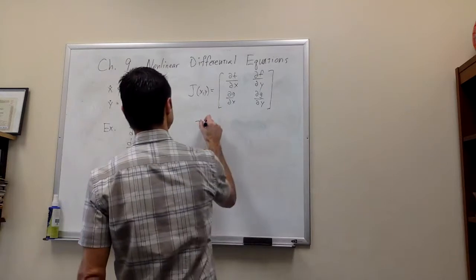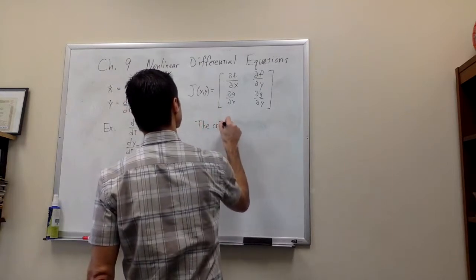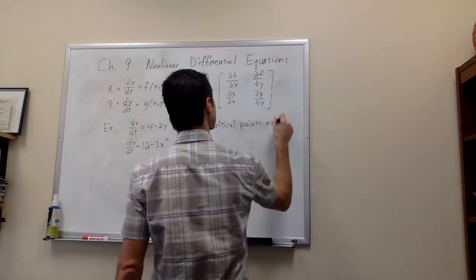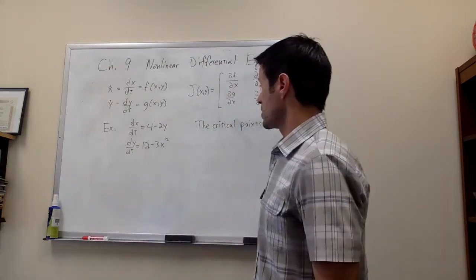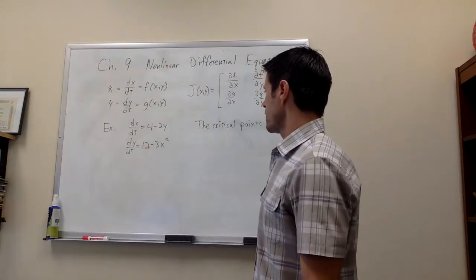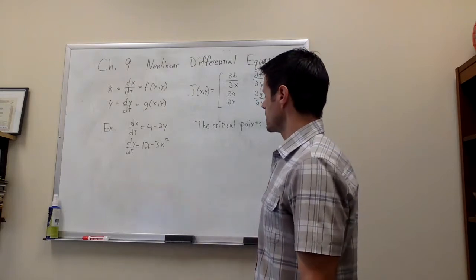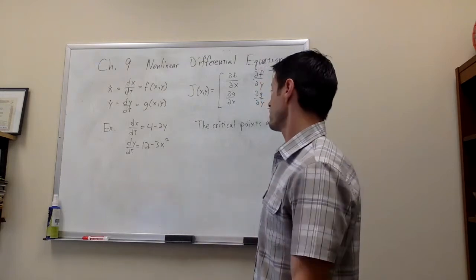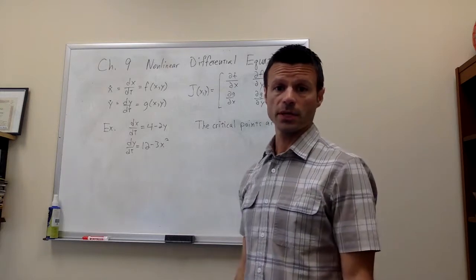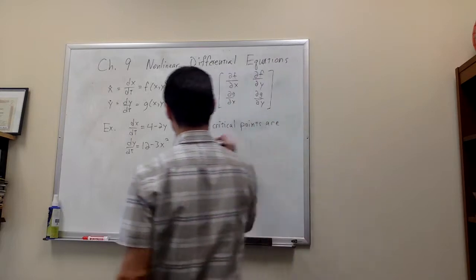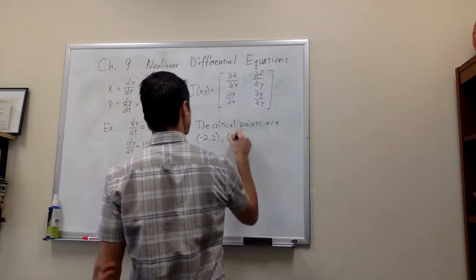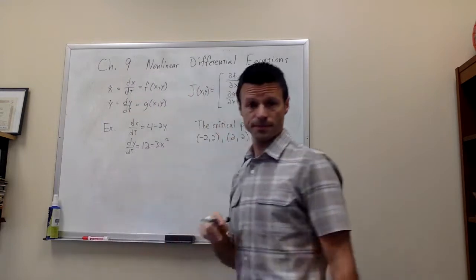So the critical points are, here we can just set the first equation equal to 0, and we see that y must be 2. And if y is 2, that doesn't really mean anything for the second equation, but if we solve the second equation, we get that x is either plus or minus 2. So that leads to 2 critical points. The critical points are (-2, 2) and (2, 2).